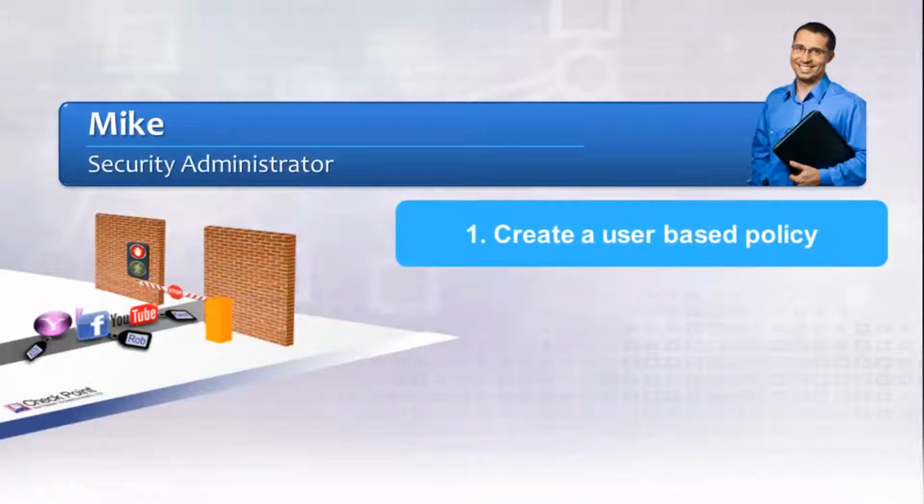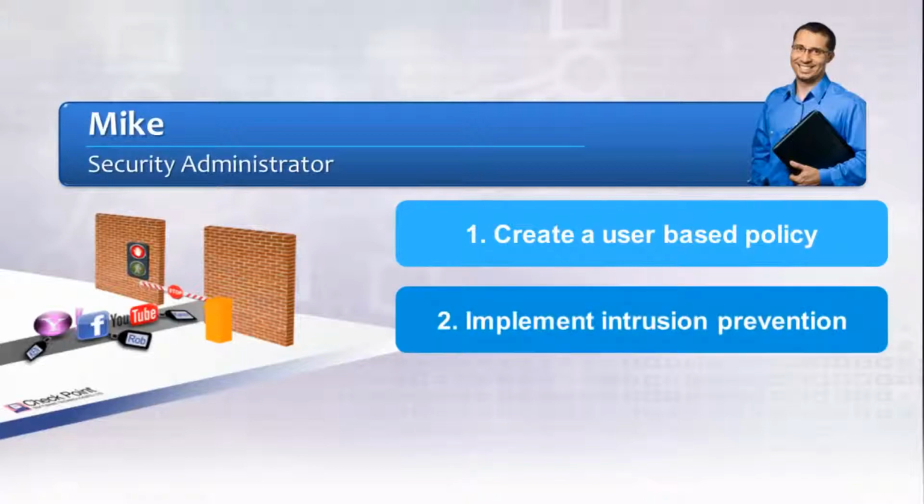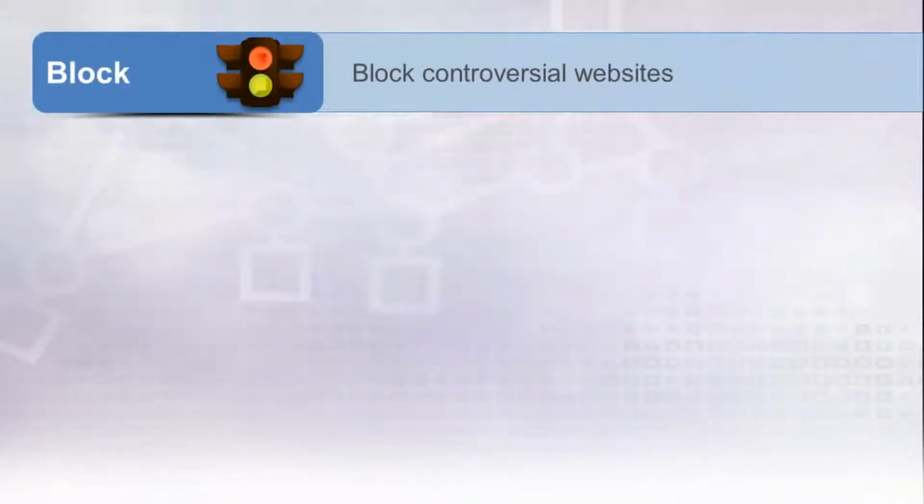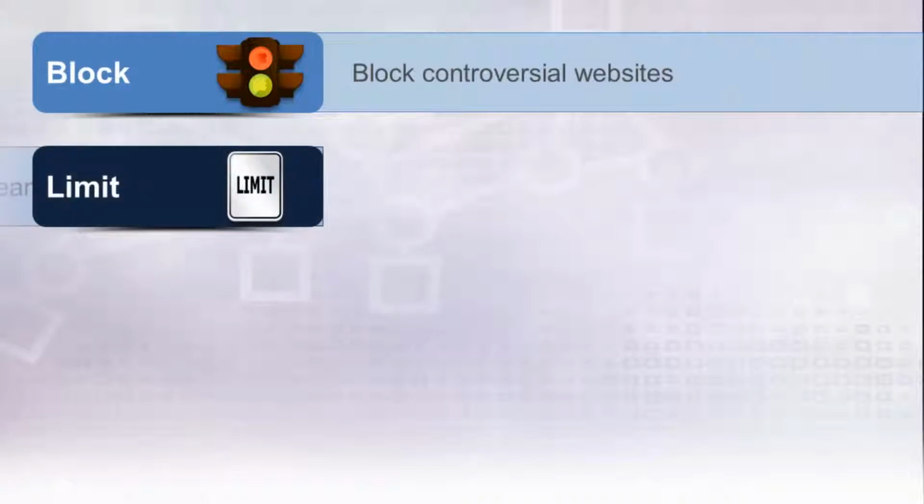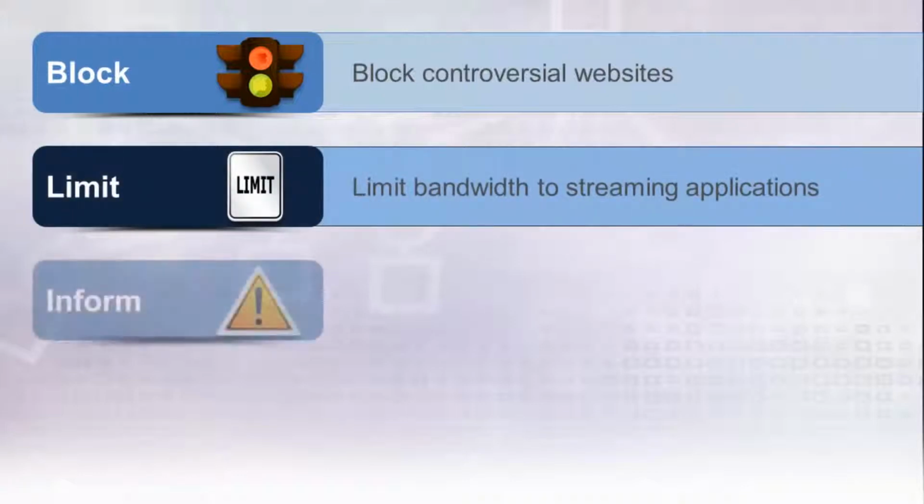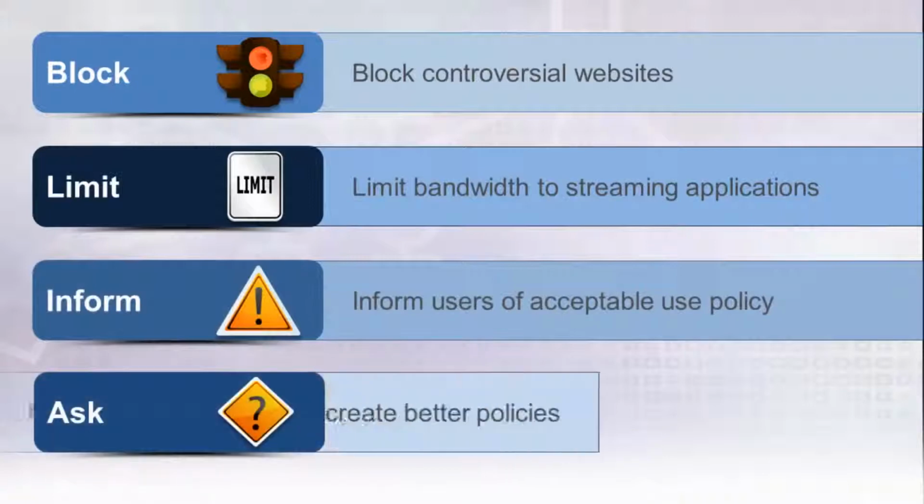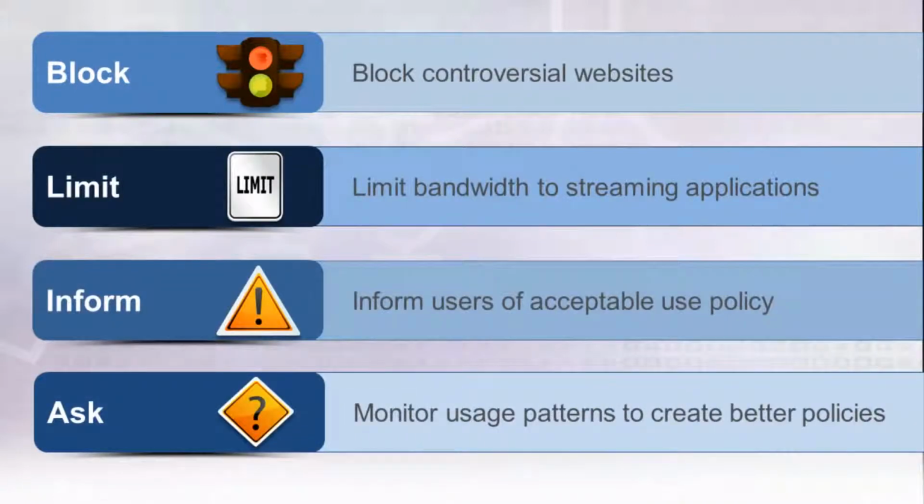1. Enable policies to leverage their Active Directory user and group database. 2. Implement intrusion prevention, or IPS, that is based on best recommended security. 3. Implement application and web controls. This includes blocking controversial websites, limiting bandwidth that is consumed by streaming media applications, reminding users of acceptable use policy when using social networking applications, and monitoring access to all other websites and applications.